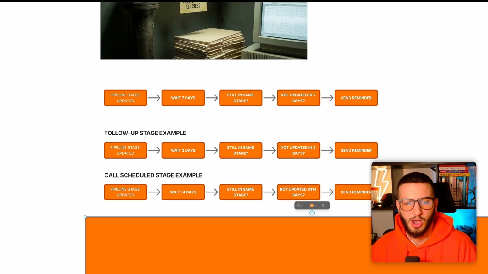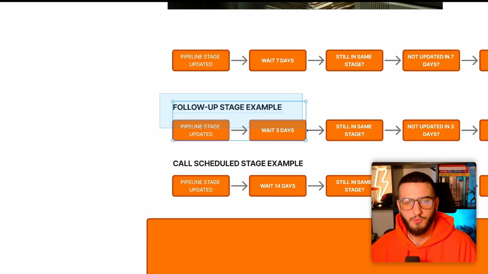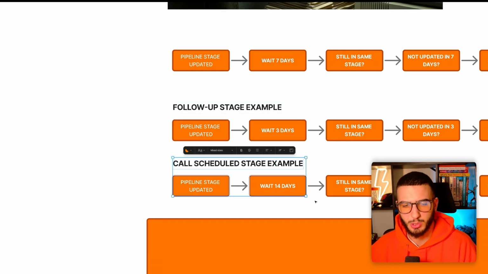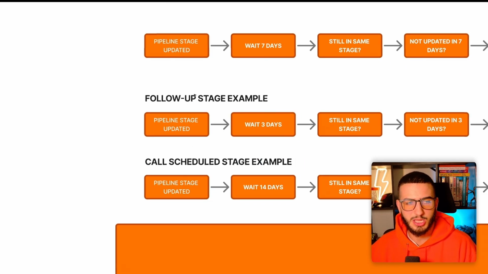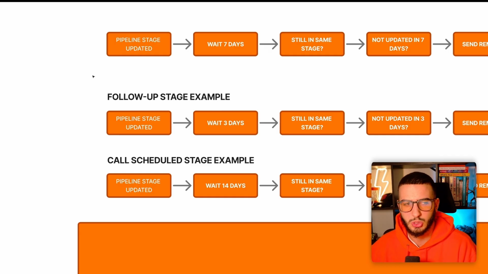Now, what I was talking about earlier in terms of splitting this up into different stages, I recommend having dynamic messages and dynamic wait times for leads that are in different stages. So what does it actually look like in action? I've got a follow-up stage example here, and I've got a call scheduled stage example here. For the follow-up stage, for example, rather than waiting 7 days, I might only wait 3 days, because they don't have to wait 14 days or 7 days to have a reminder to follow up. They should be doing this on a daily basis.